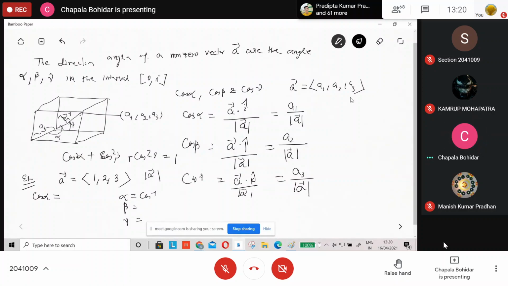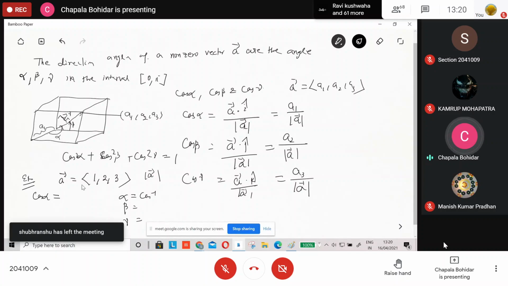Okay. So here our vector A has the components A1, A2, A3. Cos alpha is on the x-axis, so it is A dot i cap, and I'll get only A1 by the absolute value of A. Similarly, cos beta, cos gamma. I have given you the question: find the direction angles, not the direction cosines, where the vector A is 1, 2, 3. Find out.